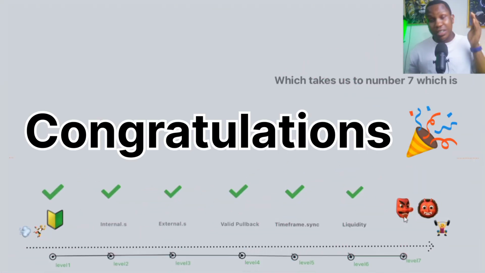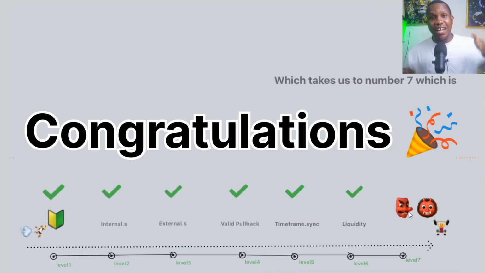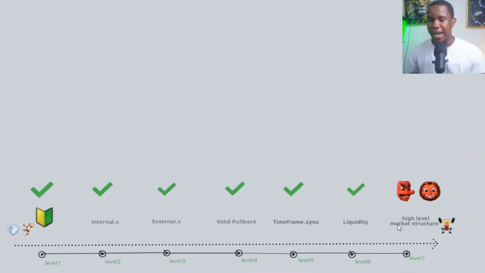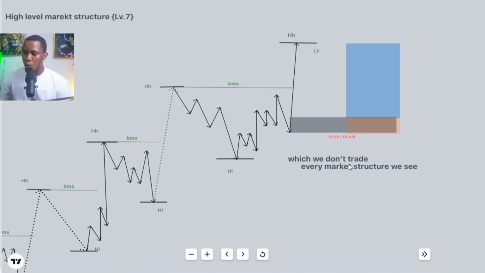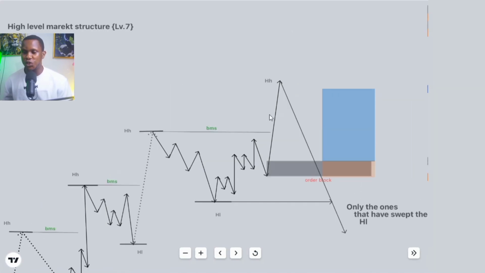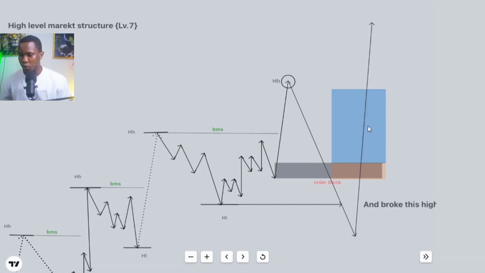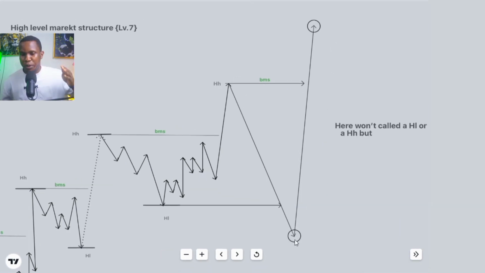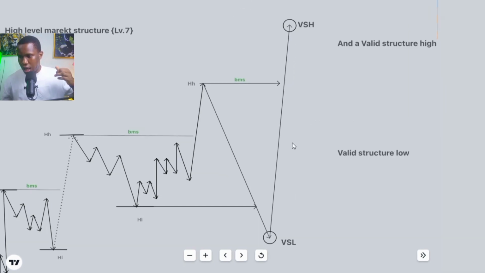Number 7. Congratulations, after this you are now an advanced trader. So number 7, which is high level market structure, guys, which says that we don't trade every market structure we see in the market. We trade only the ones that have swept towards a higher low and came to make a break of market structure. That is when we can actually trade in the market. And here won't be called a higher low or a higher high, but rather a valid structure low and a valid structure high in the market, guys.